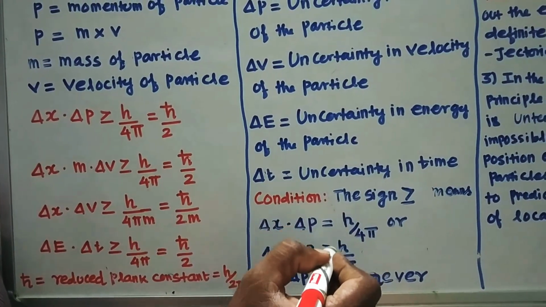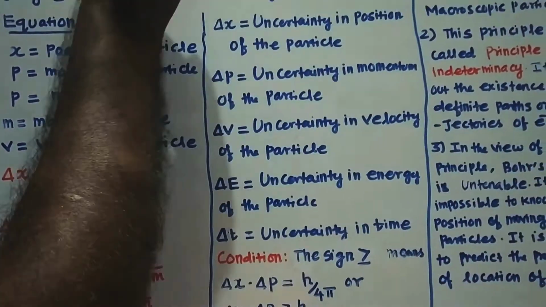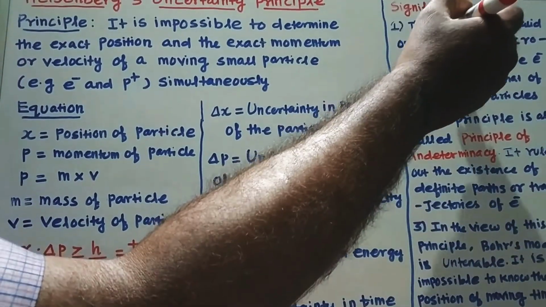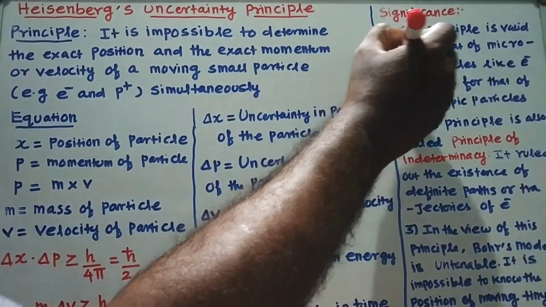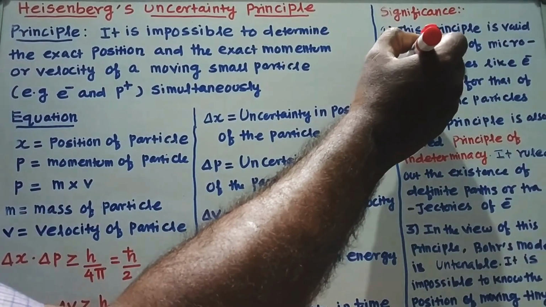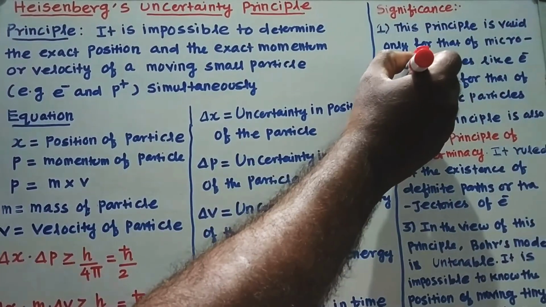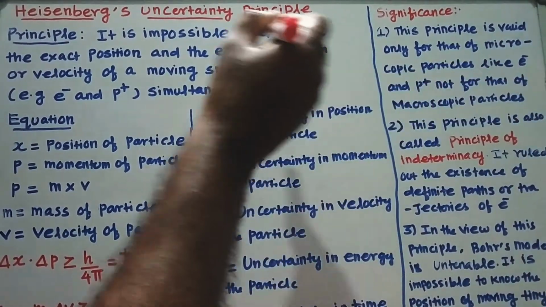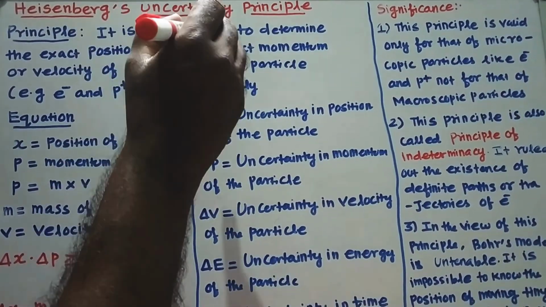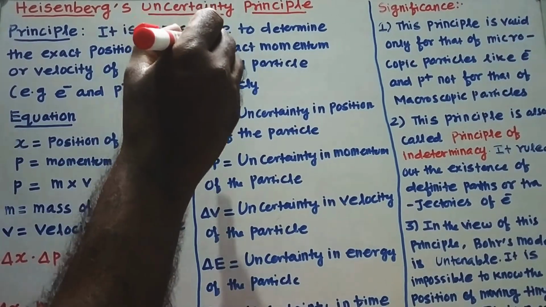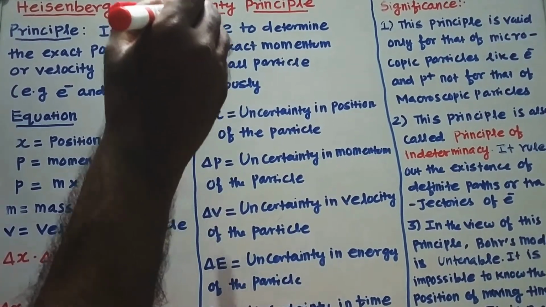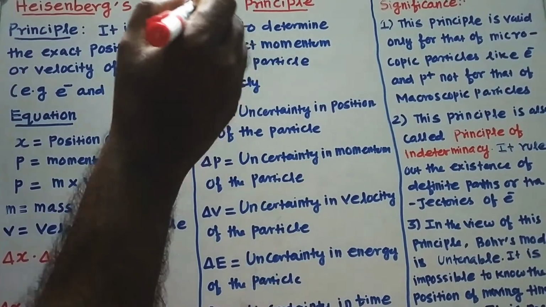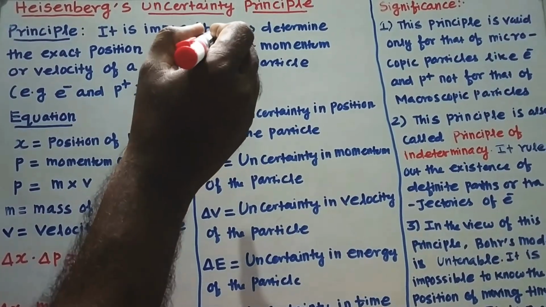Now we are going to see the significance of the Heisenberg uncertainty principle. Point number 1. This principle is valid only for microscopic particles like electron and proton, not for macroscopic particles. So this principle is valid only for very small particles like electron, proton, molecule. It is not valid for macroscopic particles, like big particles.